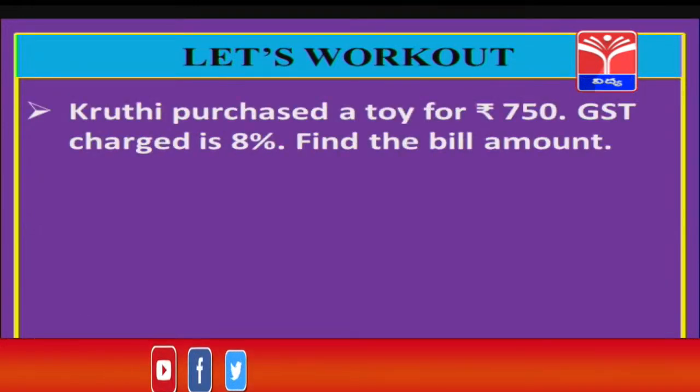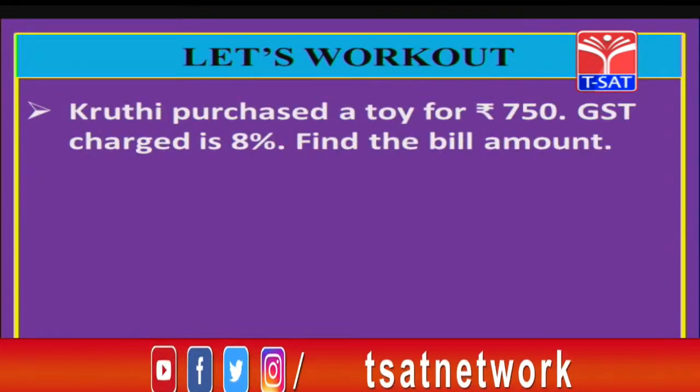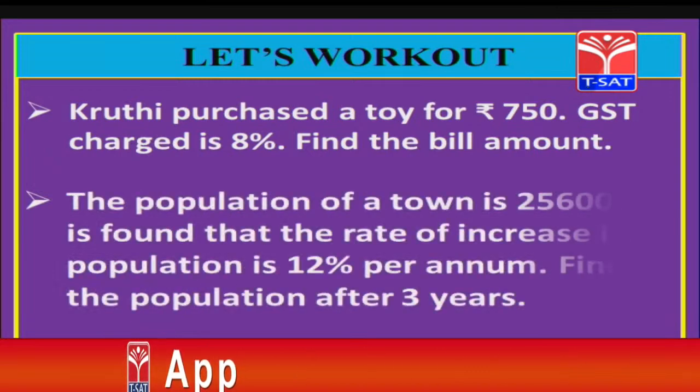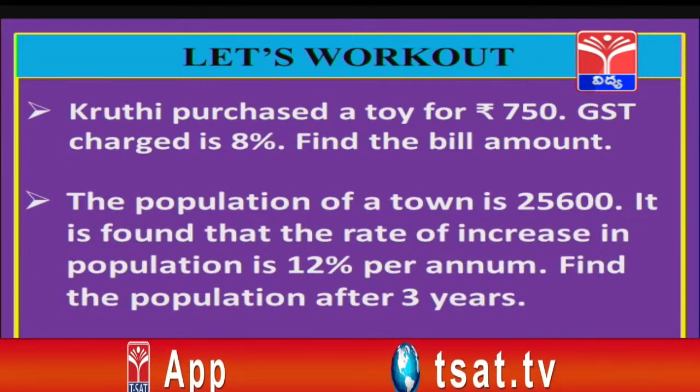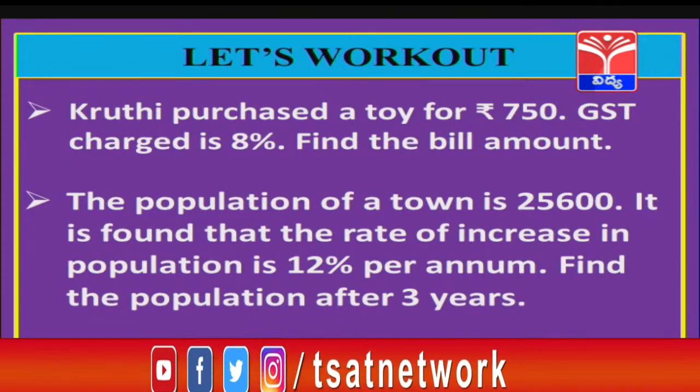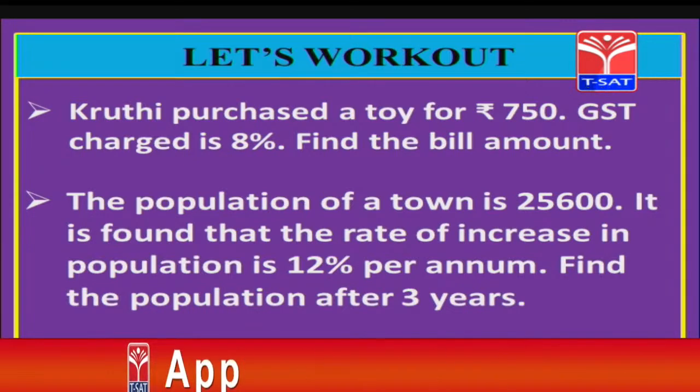Now, Kruti purchased a toy for 750 rupees, GST charge is 8%, find the bill amount. And the last problem is, the population of a town is 25,600. It is found that the rate of increase in the population is 12% per annum. Find the population after 3 years.